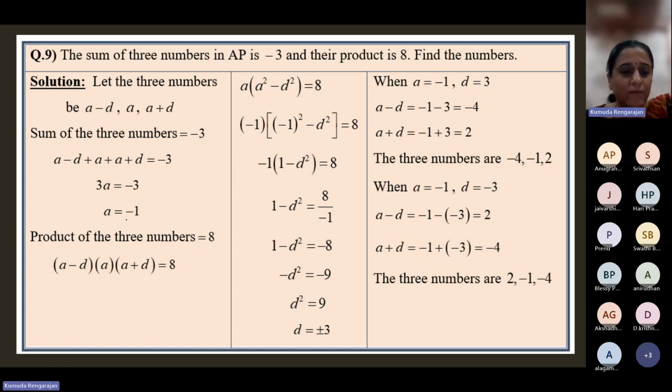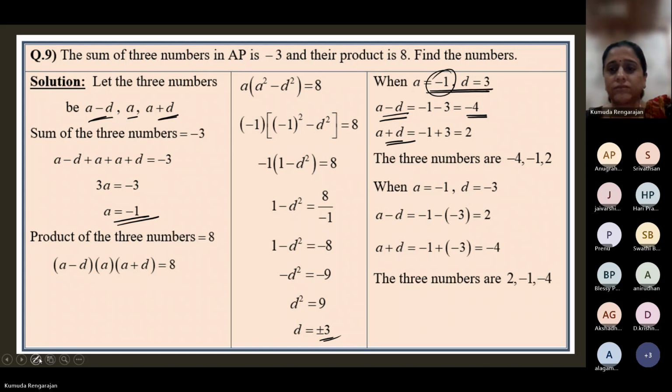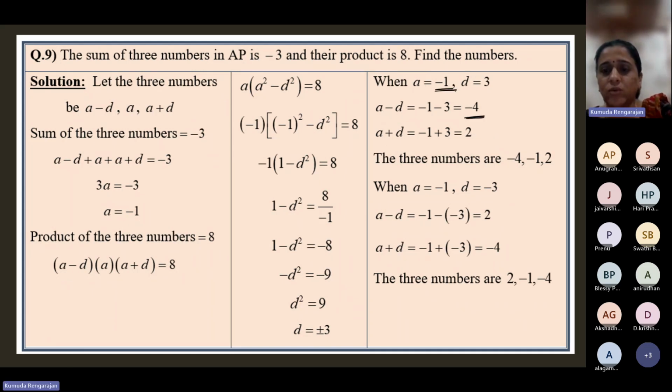So when a is minus 1 and d is plus 3, the other two numbers, a minus d and a plus d, are minus 4 and 2. So what are the numbers in this order: a minus d, a and a plus d? Minus 4, minus 1 and 2.